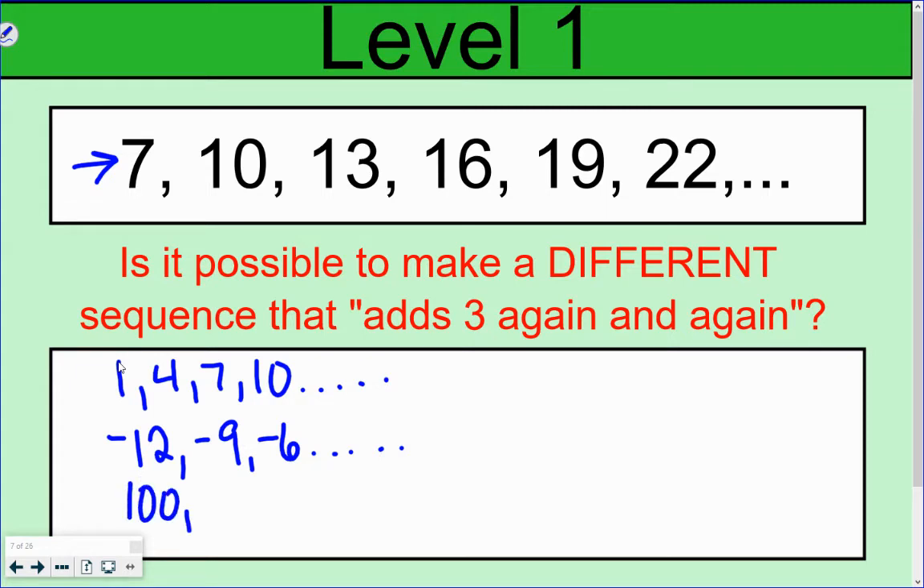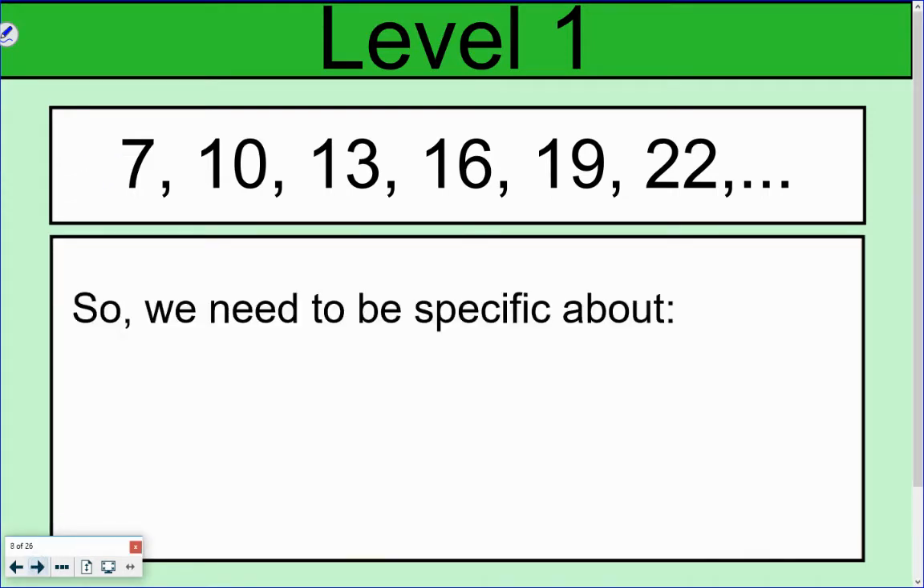Hey, another one is 100, 103, 106. Okay, so I can come up and I can keep going. I can make an infinite amount of patterns that add 3 every time, or sequences that add 3, but they're not the same one. So how do I tell somebody that it's the same, or I want you to come up with this pattern? If we were playing a game and I wanted you to guess my sequence, you would not be able to guess it unless you told me where it starts.